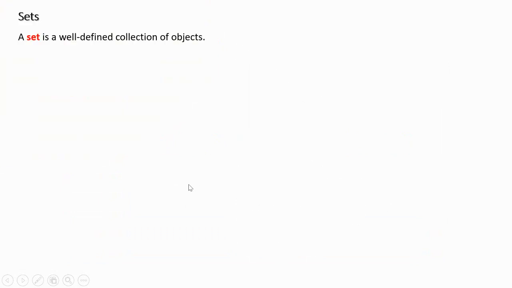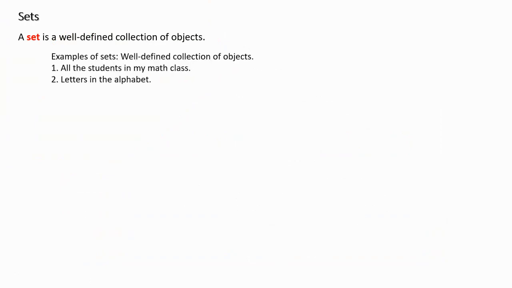Okay, sets. A set is a well-defined collection of objects. At first, I need to do a lot of vocabulary. Okay, so that's what I'm going to cover first. Examples of sets. A well-defined collection of objects. All the students in my math class, that's a well-defined collection of objects. Letters in the alphabet, that's another example of a well-defined collection of objects.